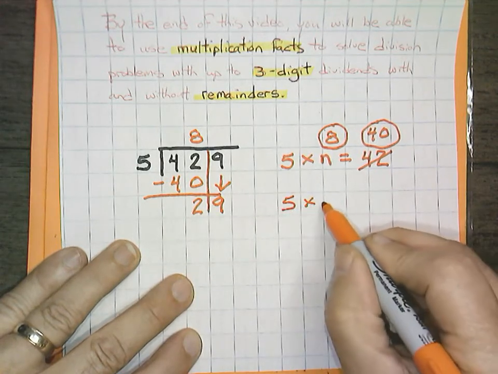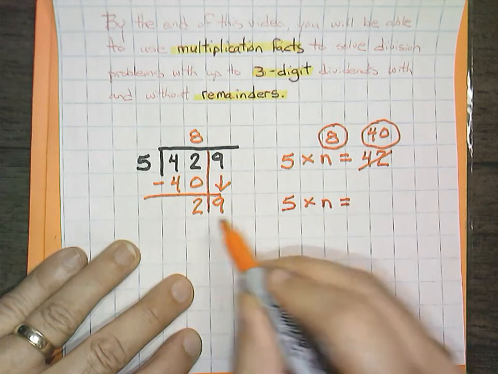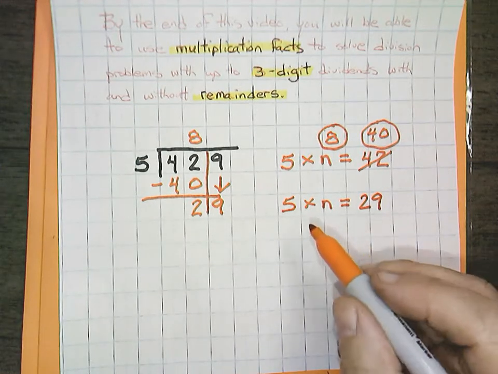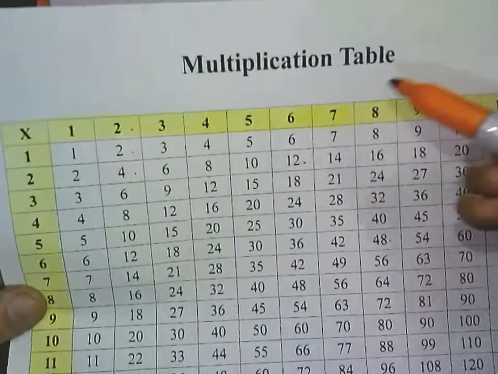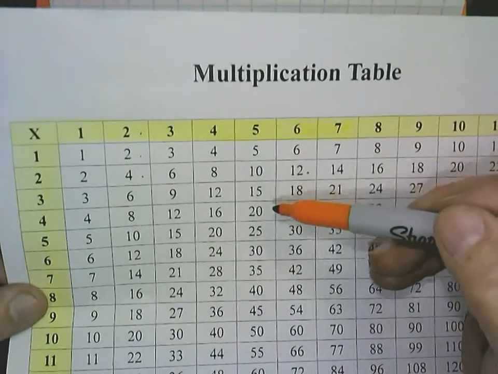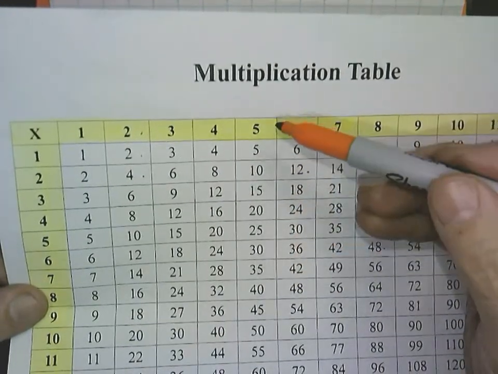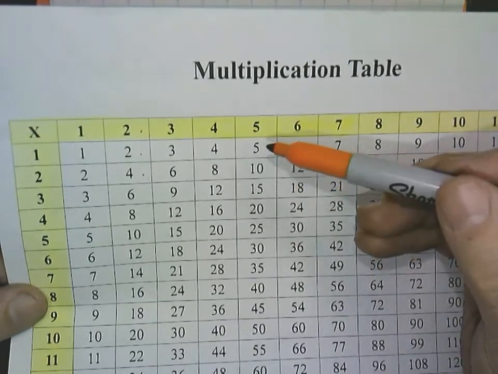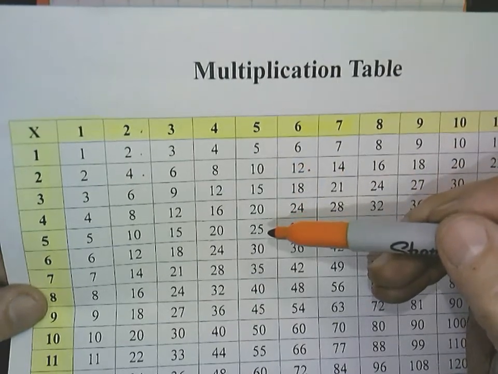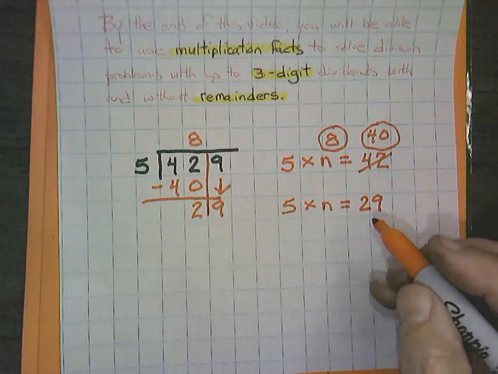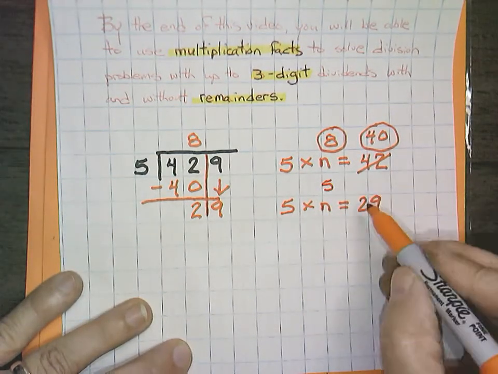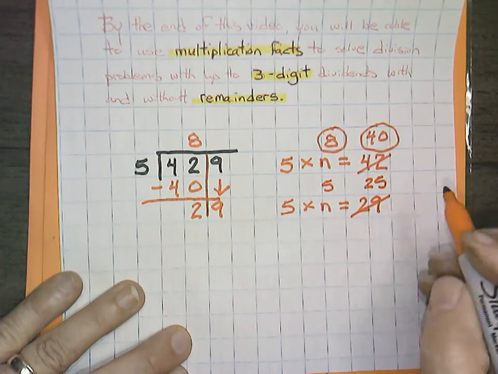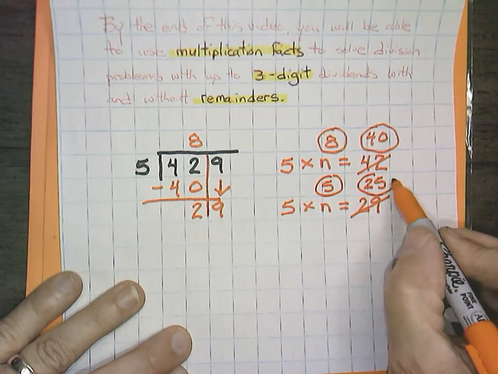5 times n is equal to 29. Once again, if I just use my chart to show you that, 5 times anything does not equal 29. So I want to get as close as I can without going over, which would be 25. So remember, that's going to be what? 1, 2, 3, 4, 5. So 5 times 5 does not equal 29. It actually equals 25. I'm going to cross that out. Circle both. I'm going to use both numbers.